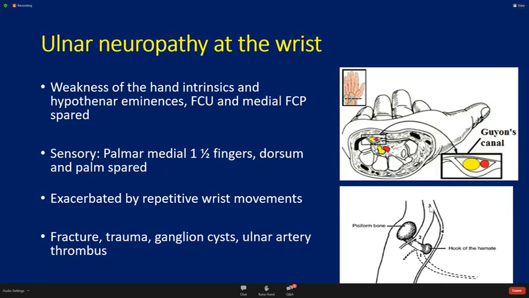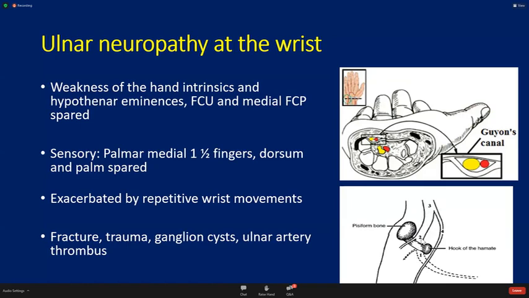Depending upon where exactly the compression occurs, you may have a pure motor syndrome or a sensorimotor syndrome, and very rarely you may have a pure sensory syndrome. In Guyon's canal, the nerve passes between the pisiform bone and the hook of the hamate bone. If the trunk of the nerve is affected, which is a little bit proximal to entering Guyon's canal, you would get both sensory and motor involvement.